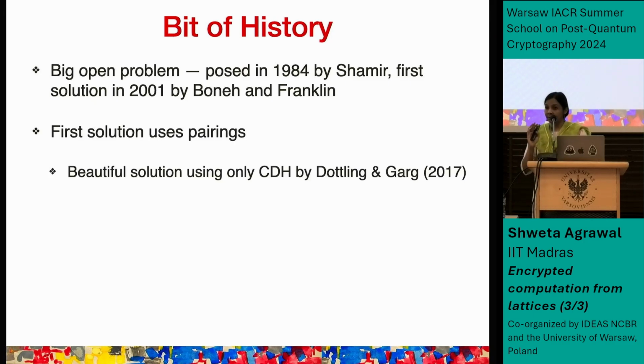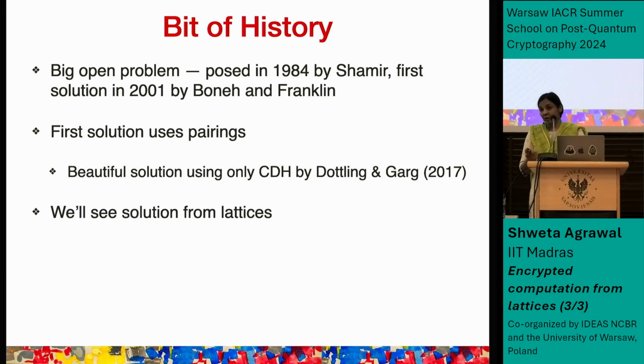I also want to mention that, much later, there was a really beautiful solution that only uses the computational Diffie-Hellman problem. This was by Döttling and Garg, and Nico is here, so you can ask him to tell you about this. This is a significant weakening of the assumption of pairings. Today, what we'll see is, of course, a solution from lattices. That's why we've been building up all this machinery. And before we advance towards constructing a solution, I'd like you all to think about what might be the big challenge here.